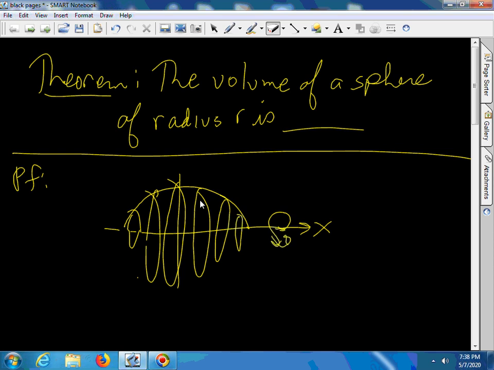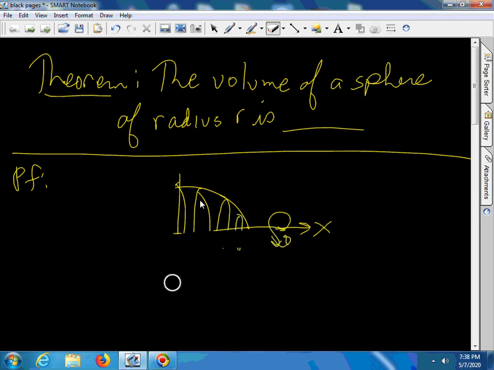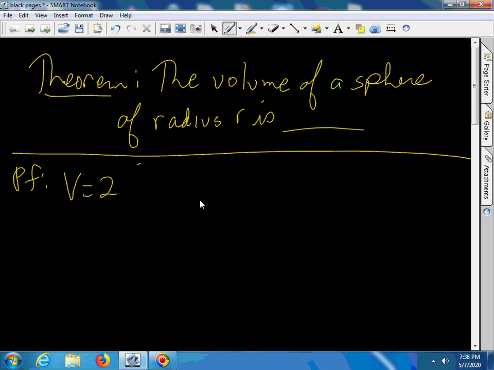We can even just rotate what's in the first quadrant, and of course we'll get half a sphere, and then we'll double it. So the volume is going to be 2 times what we get from finding that volume, and that volume is going to be obtained from an integral.